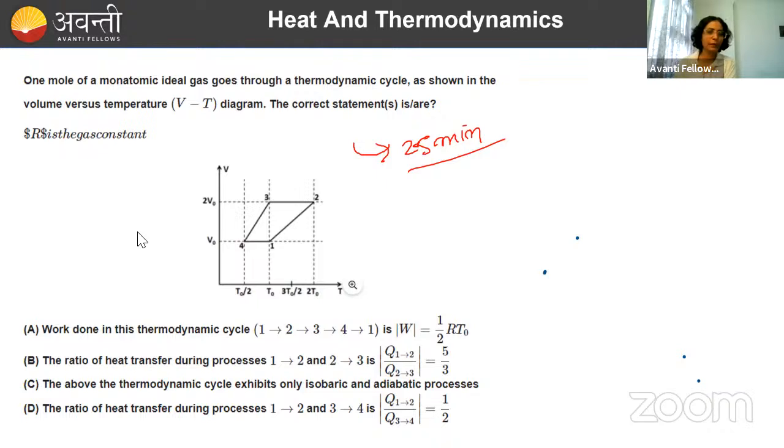2.5 minutes, at least you should come with one answer. Okay, just check the first one at least. Whatever you are getting, keep communicating. Okay, let me know through chat box also.